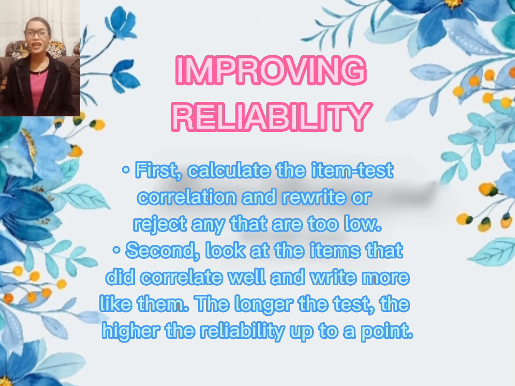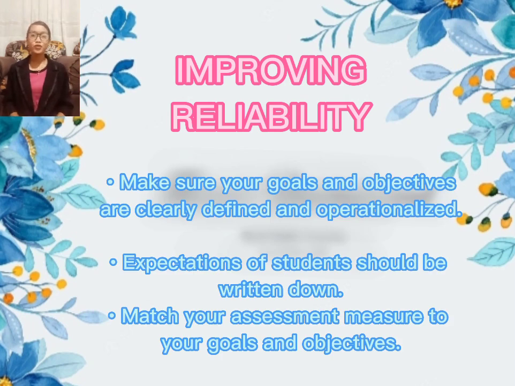Improving reliability. First, you need to calculate the item-test correlation and rewrite or reject any that are too low. Second, look at the items that did correlate well and write more like them. The longer the test, the higher the reliability, up to a point. Make sure your goals and objectives are clearly defined and operationalized. Expectations of students should be written down and match your assessment measure to your goals and objectives.